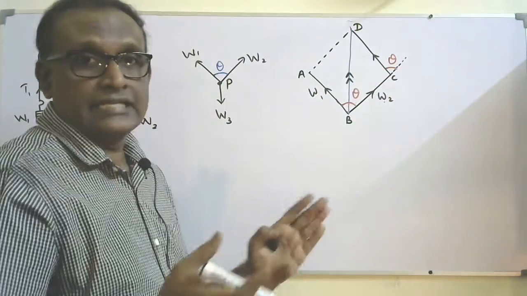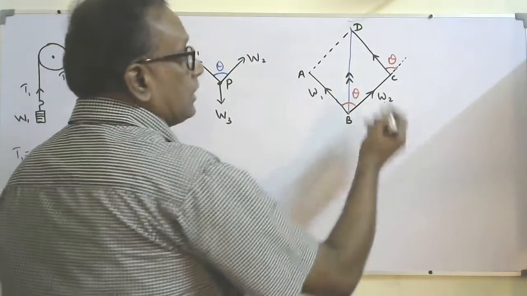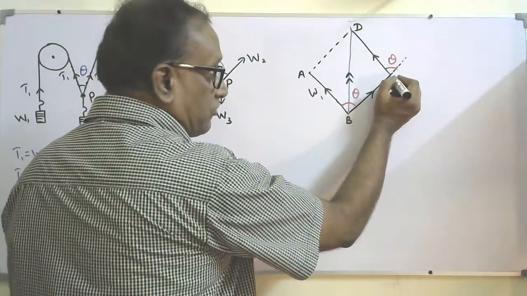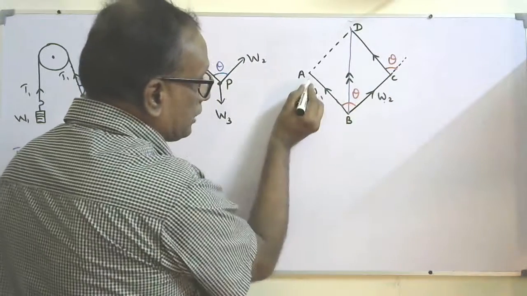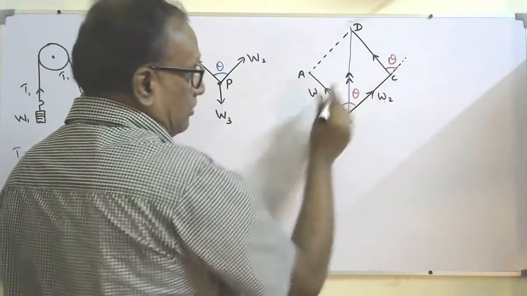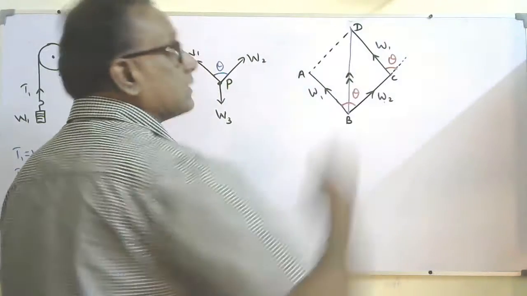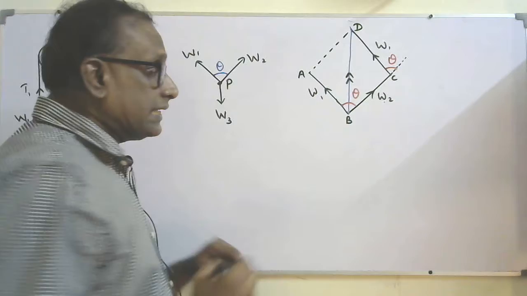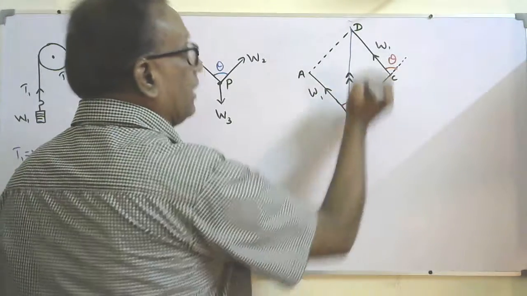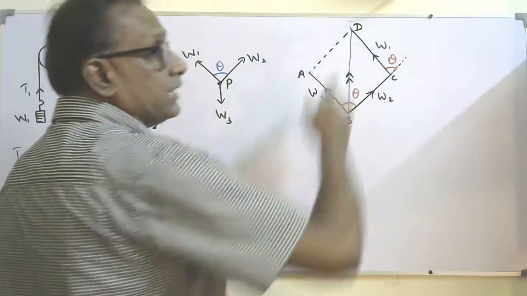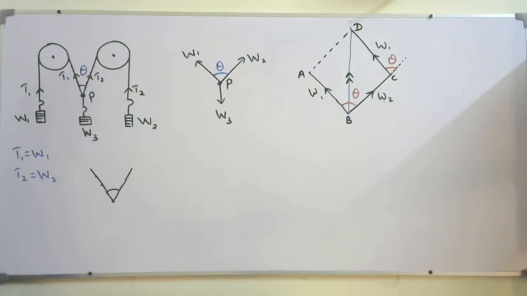Now you have two lines like this. You can complete it as a parallelogram, or from the end of this line, draw a line parallel to the other line with the same length W1. It will end up at point D. Connect the line B and D. You will get a straight line in the vertical direction.